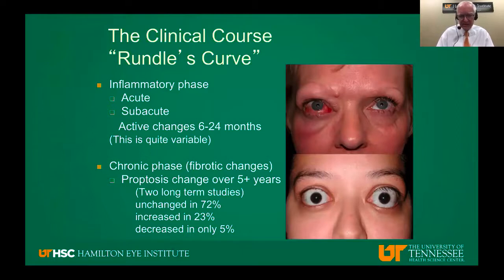72% stay the same. Their proptosis doesn't change. It increases by 23% slowly over a period of time, and it decreases by only 5%. So the idea that it's going to get better because we fixed your thyroid gland and it's all going to go back to normal really hasn't held up.